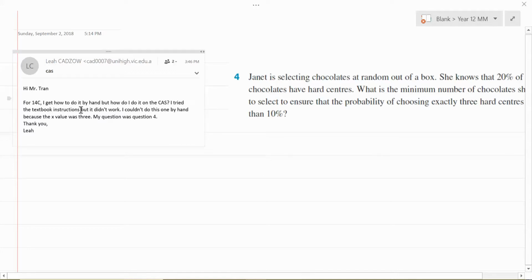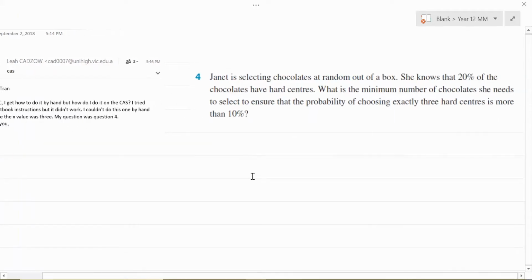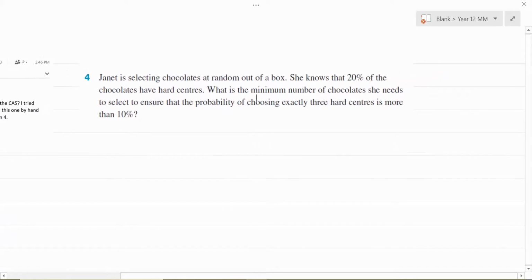14C, you know how to do it by hand. In fact, it's actually really hard to do by hand because it's equal to 3. Actually, yeah, you're right. I couldn't do this by hand. My question was question 4. This is question 4 here, and let's have a read.